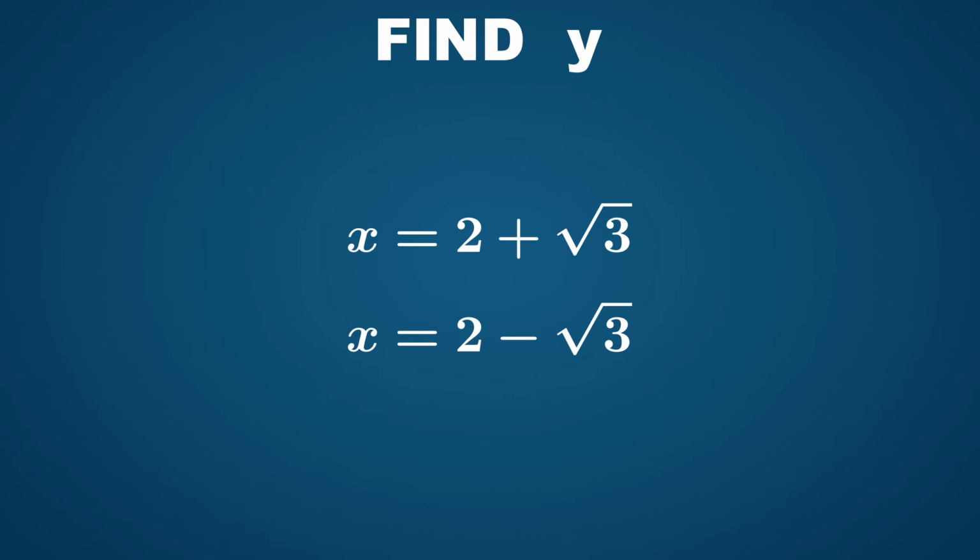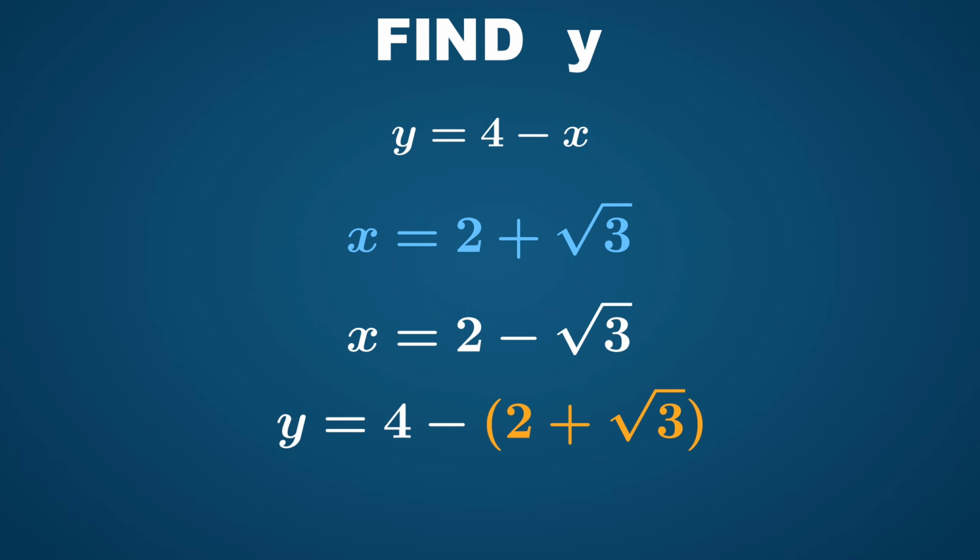Finding the x values is only half of the requirement. For each specific x value, we must calculate its corresponding y value to form a complete solution pair. We return to the substitution equation we defined at the very beginning of our process. We establish that y is equal to 4 minus x. We will use this equation twice, once for each value of x. We begin with our first calculated x value, which is 2 plus the square root of 3. We substitute this entire quantity into the equation for y. The equation becomes y equals 4 minus the quantity 2 plus the square root of 3.